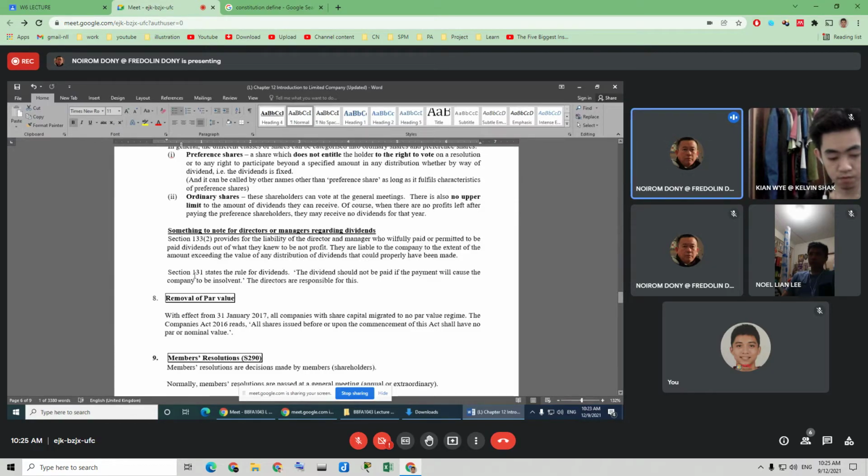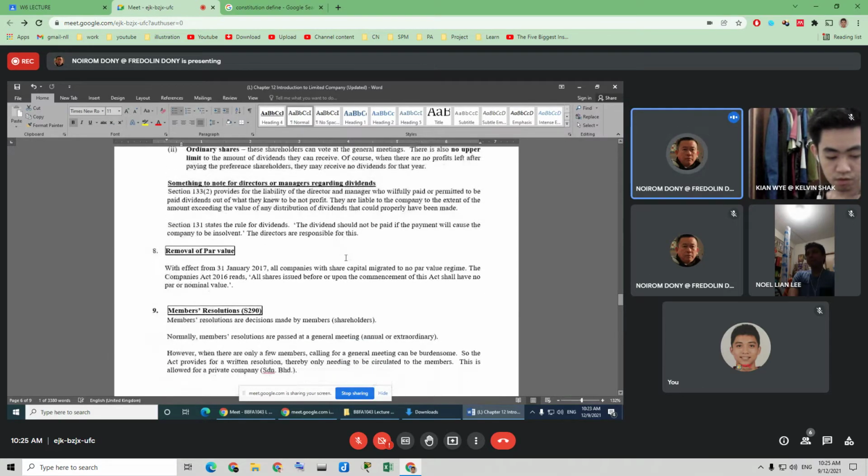Yeah. Section 131 states the rule for dividend. The dividend should not be paid if the payment will cause the company to be insolvent. The directors are responsible for this. Meaning if the company cannot afford to pay the dividend, they shouldn't declare the dividend, because when they pursue paying the dividend, it will cause the company to be bankrupt, insolvent. So if this happens, the directors are responsible for that dividend payment.